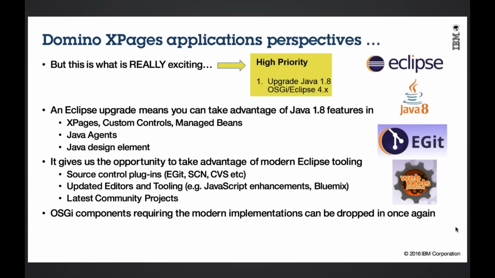So from source control plugins to updated editors and tooling, we know there's a bunch of Bluemix tooling out there, for example, that requires both 1.8 and a more modern version of Eclipse that we can automatically just provide, or certainly look at doing that, and we had to work very hard, in fact, to provide Bluemix tooling today with our existing version of Eclipse and Java 1.6. And there's all the latest community projects. These are all the kind of advantages of moving to Eclipse in the first instance, and they all come back with fervor with the prospect of an Eclipse upgrade.